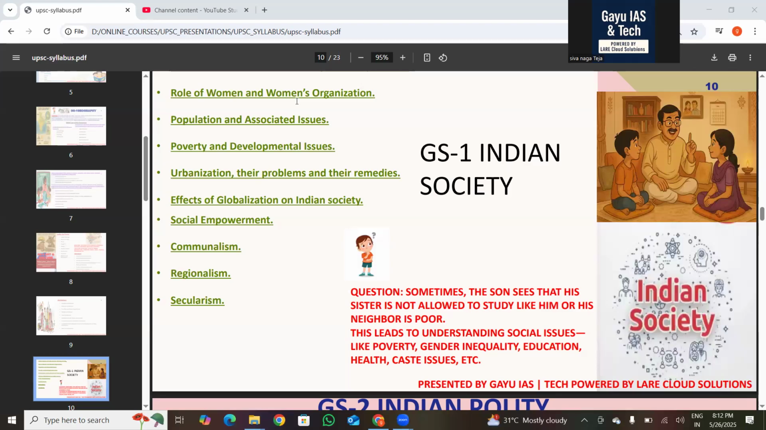Now we'll go to the interlinking part. Why did Indian society become an application to the history part, art and cultural part, and geography? That's what I'll say: the interwoven threads, how Indian society applies across the GS paper 1 themes.